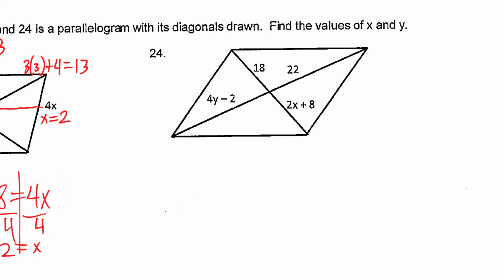Then on number 24, what value of X makes this piece equal to this piece? 5. And then what value of Y makes this piece equal to this piece? Y has to equal 6. Because 4 times 6 is 24 minus 2 is 22.